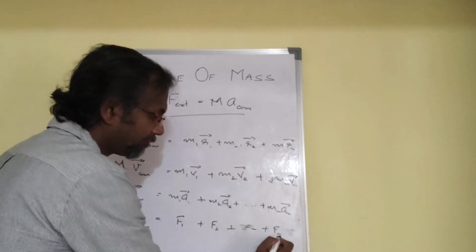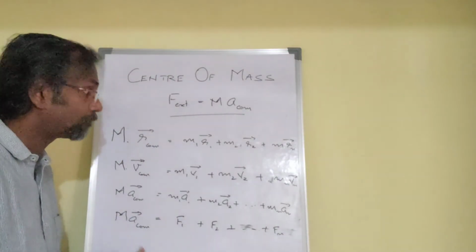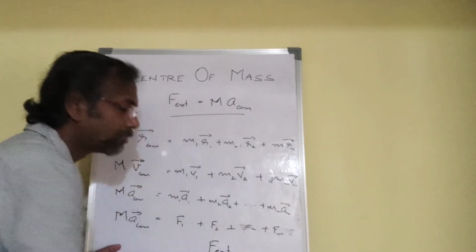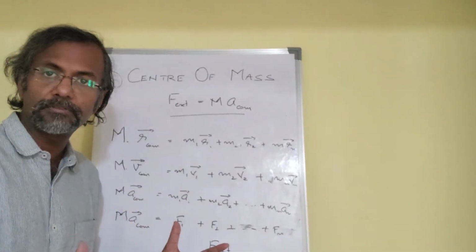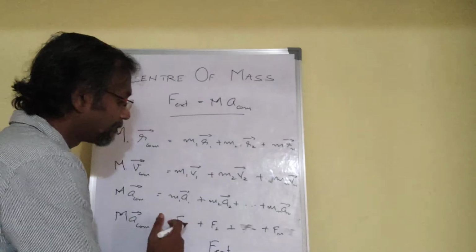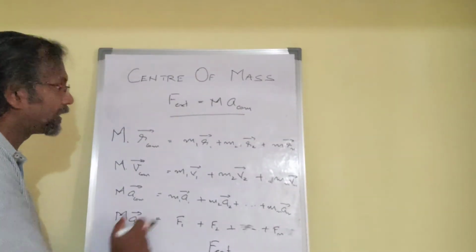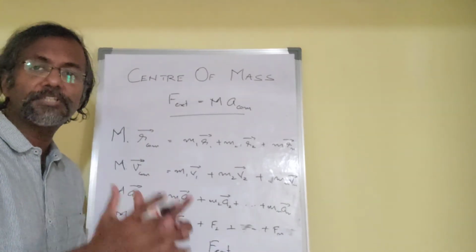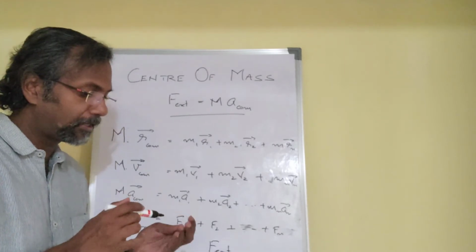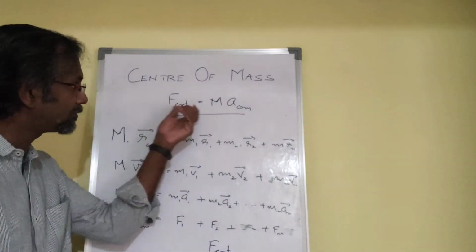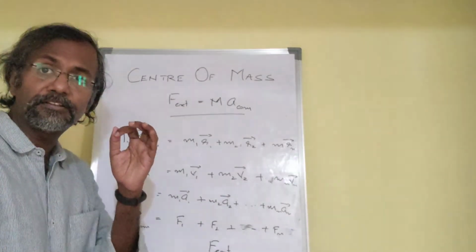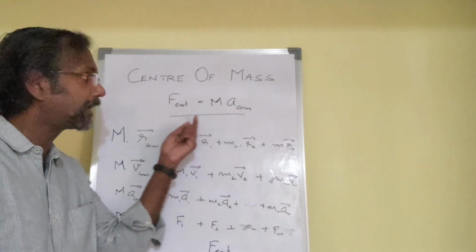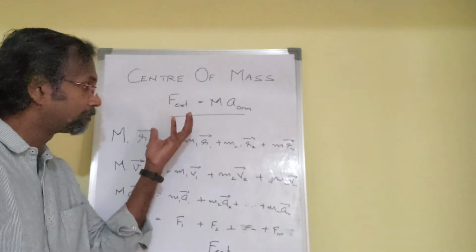So F1 plus F2 plus up to Fn is actually the sum of all forces. The sum of all forces is F external, because all the internal forces are going to cancel out. Keep in mind, all internal forces cancel out. Therefore, all you have is that the external force is equal to M a, which is Newton's second law. So when you apply Newton's second law to a system of particles to find the linear acceleration, F external is equal to M a, or in other words, the acceleration of the center of mass is equal to the external force you apply divided by the total mass.